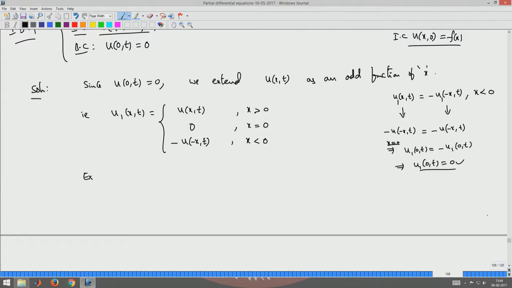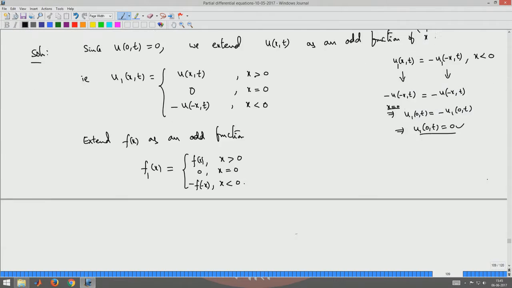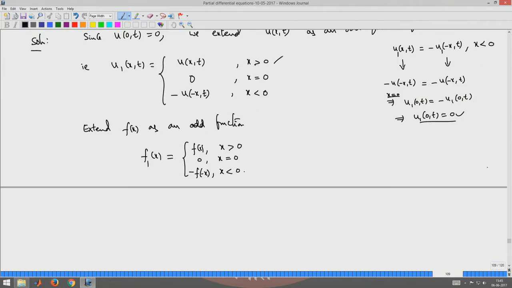To get that, you extend this initial temperature also as an odd function. So, extend f(x) as an odd function. You write this odd function as f1, that is f(x) if x is positive, and 0 at x equal to 0, obviously because it is an odd function, and minus f of minus x if x is negative. Okay. And the way you do it for x positive is anyway satisfying the heat equation.